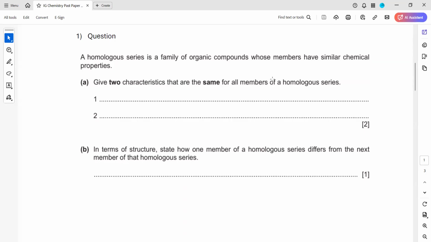A homologous series is a family of organic compounds whose members have similar chemical properties. Give two characteristics that are the same for all members of a homologous series. For example, alkane is one homologous series: methane, ethane, propane, butane, pentane. Alkene is another homologous series. Alcohol is another. Carboxylic acid is another. So these are the homologous series.